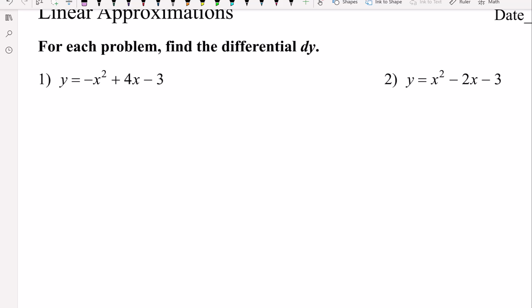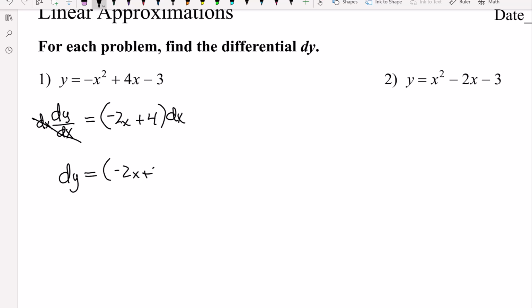Okay, for each problem, find the differential dy. So we're going to take the derivative. Over here, you're going to put this in parentheses. The derivative of negative x squared is negative 2x plus 4. And then we're going to multiply each side by dx. So dy is equal to (negative 2x plus 4) dx.